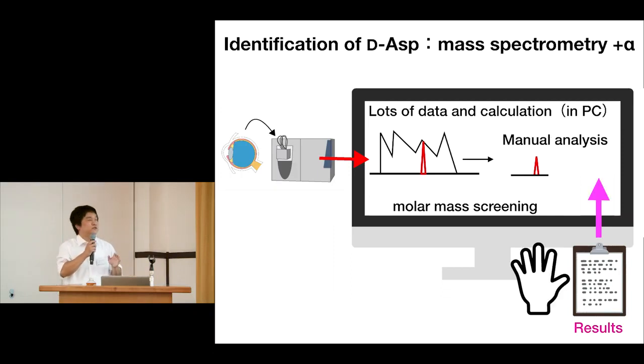It is very simple, different from the original one. We just ask the PC whether an abnormal amino acid with the same molar mass but a different structure is present or not.